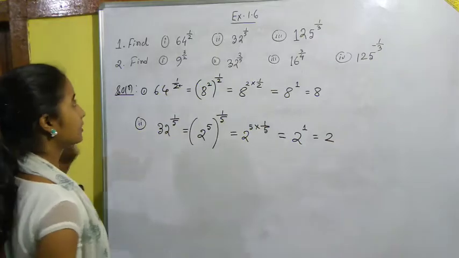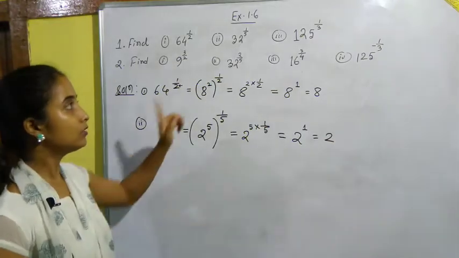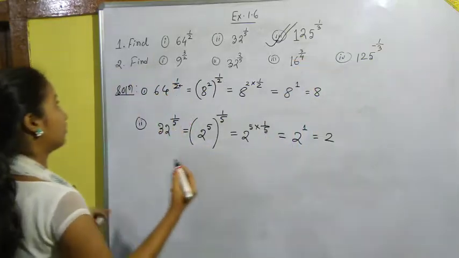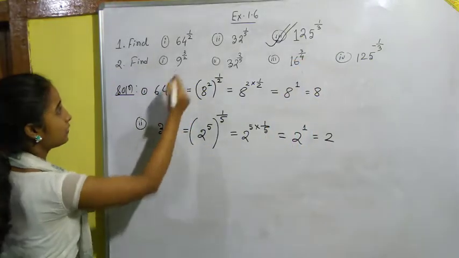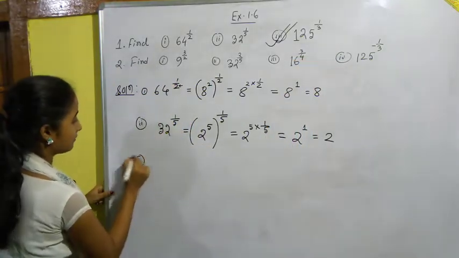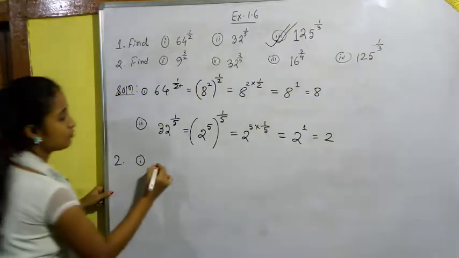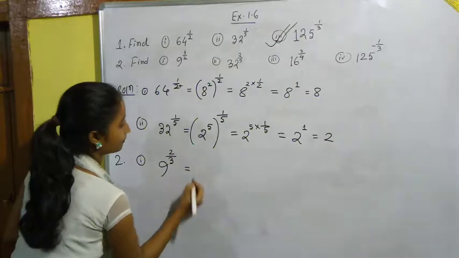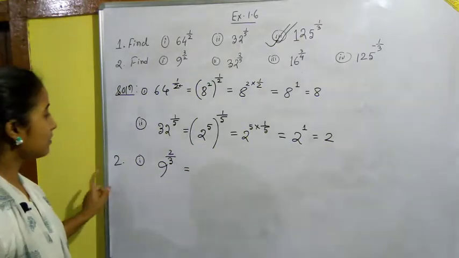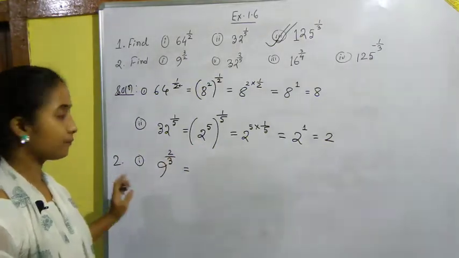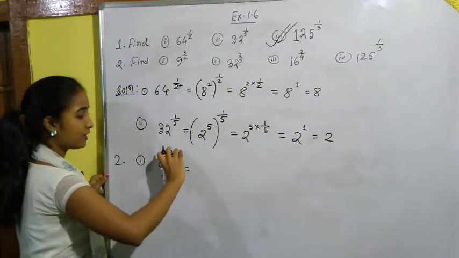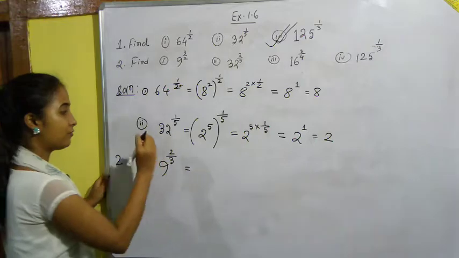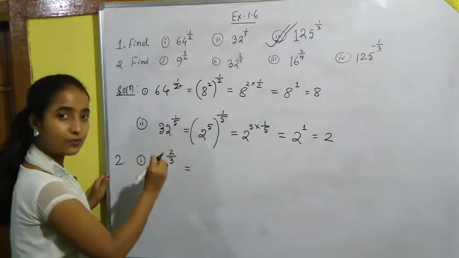1 is done, 2 is done. Now, this is your work. Then in question number 2, see the first one. The first one is 9 to the power 2 by 3. This is also in the same form. That means the exponent, the power, is in the form of a fraction, and in that fraction, the denominator is 3.